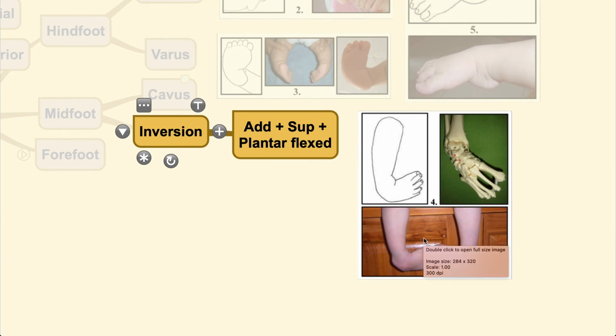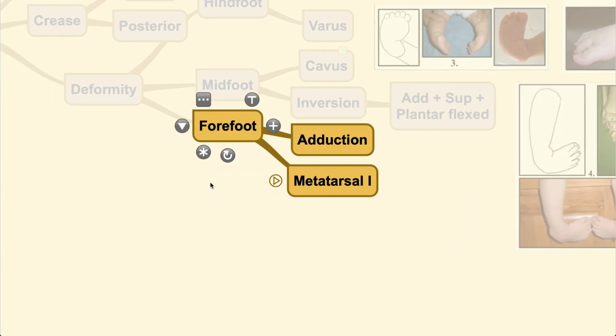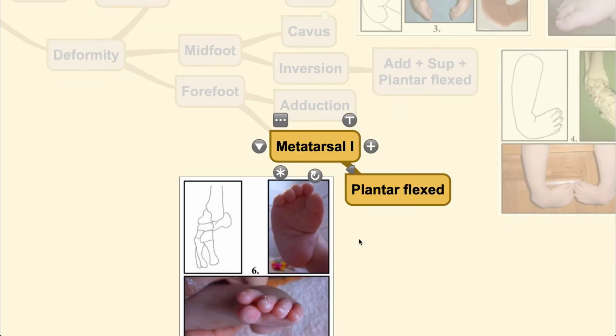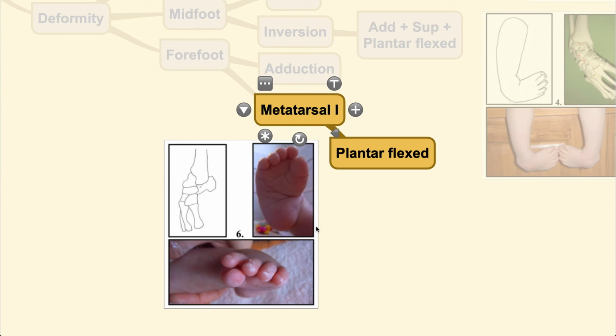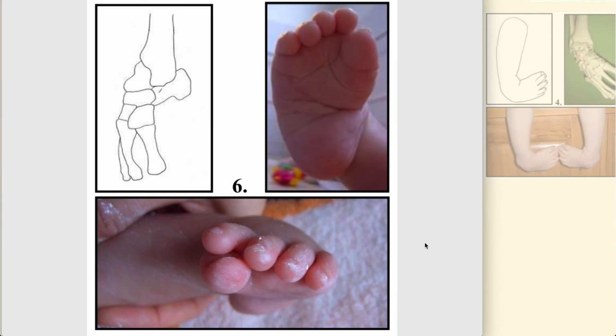You could see here that the foot is supinated inwards as opposed to the normally placed foot. For the forefoot itself, you could also see that there are several deformities which include adduction and also plantar flexion of the first metatarsal. You could see here that from the plantar view of the patient, the first metatarsal here is indeed flexed, and you could see here a very prominent crease over the medial aspect of the foot, which indicates how much the first metatarsal is flexed.